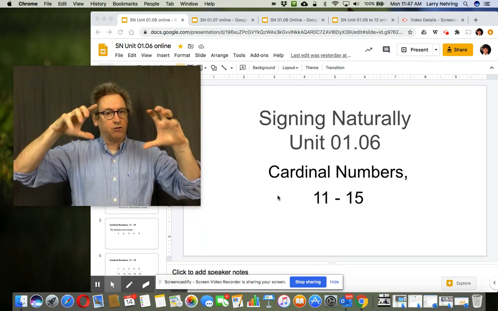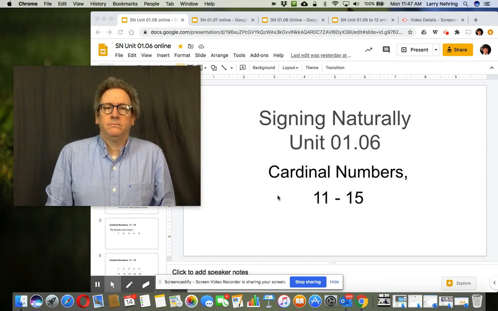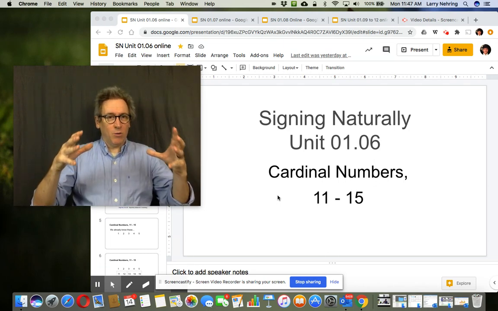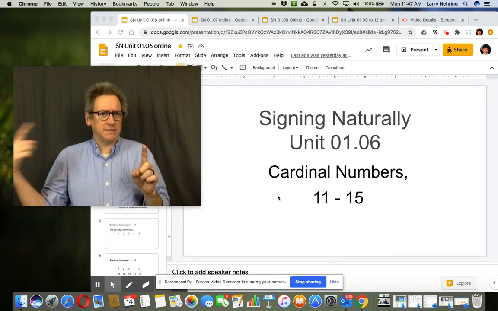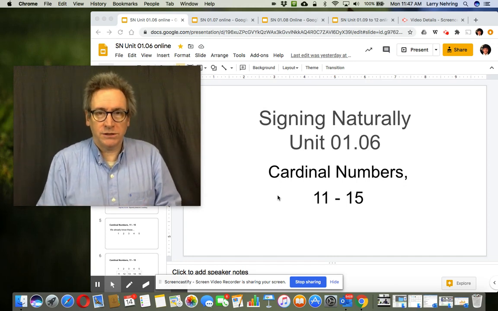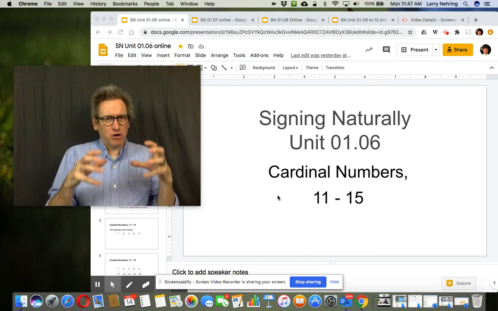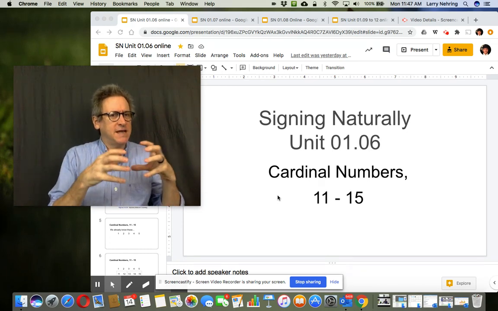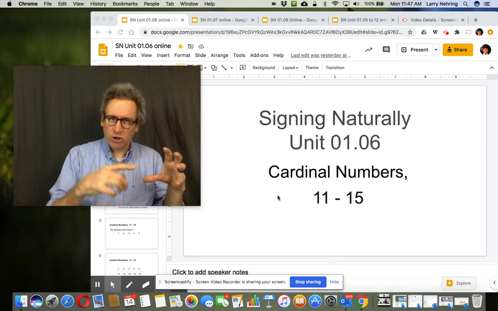We're going to do numbers in groupings where there are similarities or similar patterns. Let me start this over. Okay, so this is unit 1.6. And as I said, we keep coming back to topics. We're coming back to numbers, cardinal numbers, counting numbers. And we're going to do numbers in groupings where they make sense following the same pattern. There are a couple different patterns that reoccur in ASL. So we're going to learn them that way.